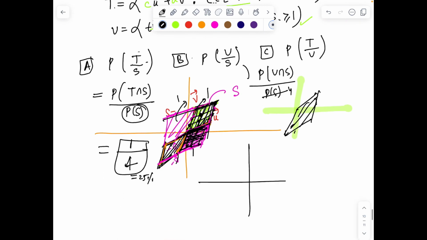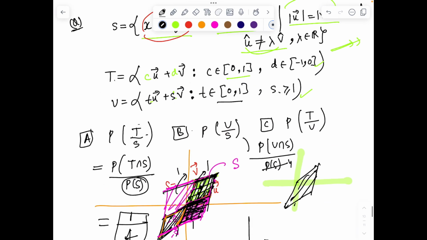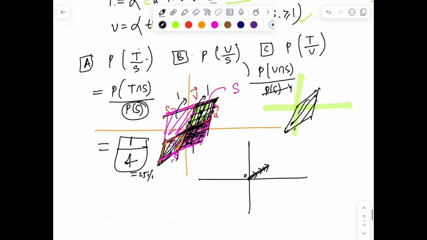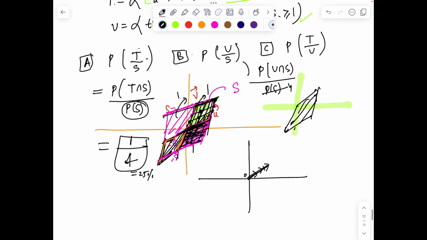Clearly, U is from T equals 0 to 1. So still the same story for U, T equals 0 to 1. So we will dance from here to here. But this time S is more than 1. Okay, S is more than 1.